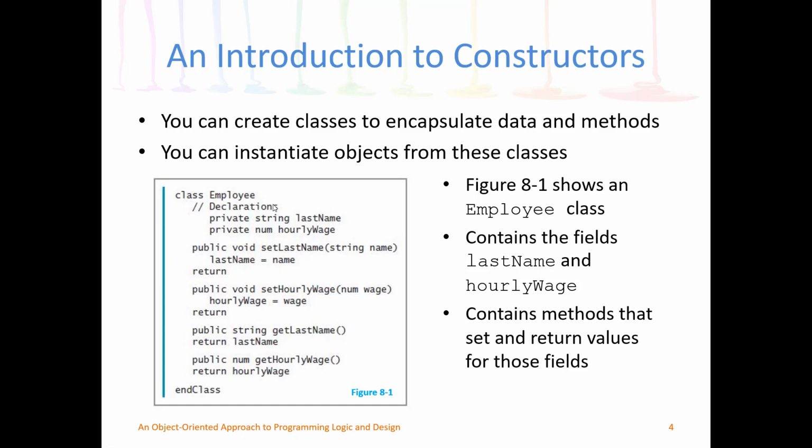All we did is we abstracted from everything we could have about an employee, and we only care about these methods and these attributes. Again, notice the methods are public, the attributes are private. So this is kind of a class. It encapsulates the data and methods that we care about for an employee.